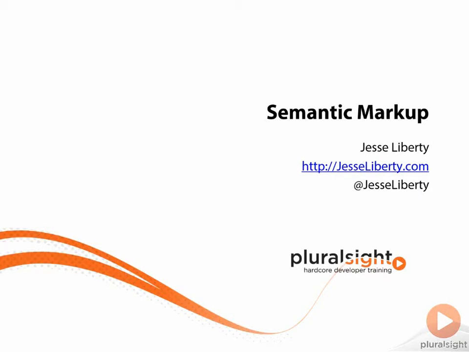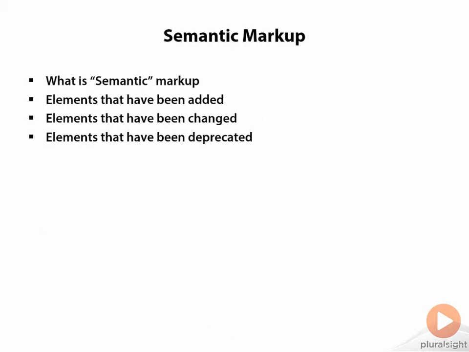In this module, we're going to take a look at semantic markup. Semantic markup indicates that markup, HTML, now has not only syntactic meaning, but also semantic context meaning. Let's take a look at what we mean exactly by semantic markup, and then look at the elements that have been added, those that have been changed, and we'll look at a few elements that have been deprecated.